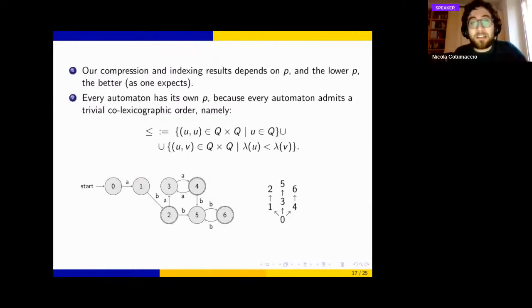So in general, as I was saying earlier, all algorithmic results depend on this quantity p, and as one may expect, the lower p, the better. This is an explicit definition of a colexicographic order which works for every single automaton. So now every automaton has this quantity p that can be associated to it.